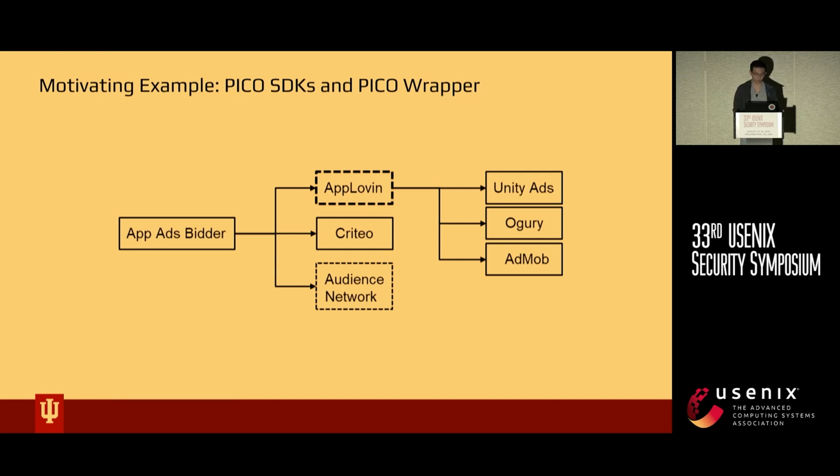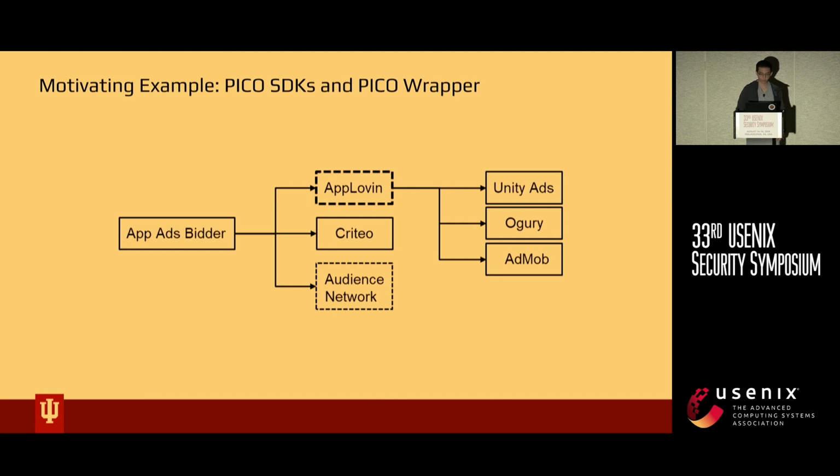Besides, we can also notice that the advertising network itself can also become an ads bidding platform. For example, AppLovin. Although AppLovin can deliver ads to end users by itself, it can also launch a bidding among multiple other PICO SDKs for the app developer, like UnityS, like Augury, and AdMob. We call this kind of SDK, like AppLovin, a PICO wrapper.